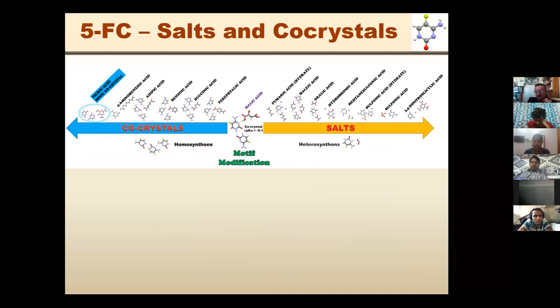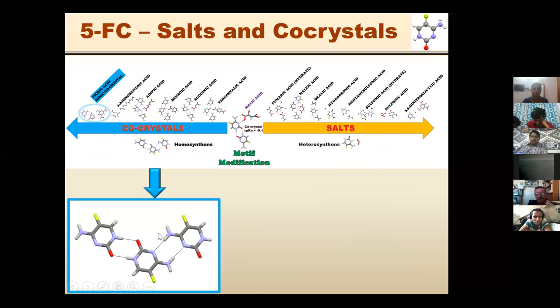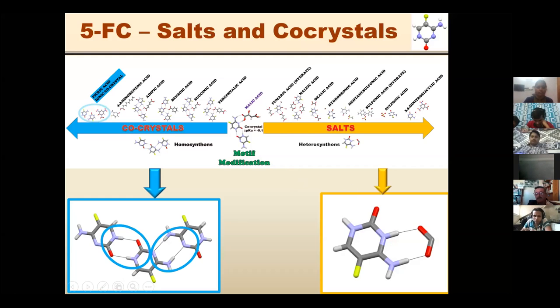During that, we were able to see that the main difference between salt and co-crystal is that in the case of co-crystal, you have mainly homosynthons forming in your solid, while in the salt you have mainly heterosynthons forming. In the case of co-crystals, as you can see, we have our NHN dimer as well as the NHO dimer. In the salt, you have mainly heterosynthons where this 5FC was mainly interacting with the carboxylic acid in a way that it was not doing in the co-crystal.